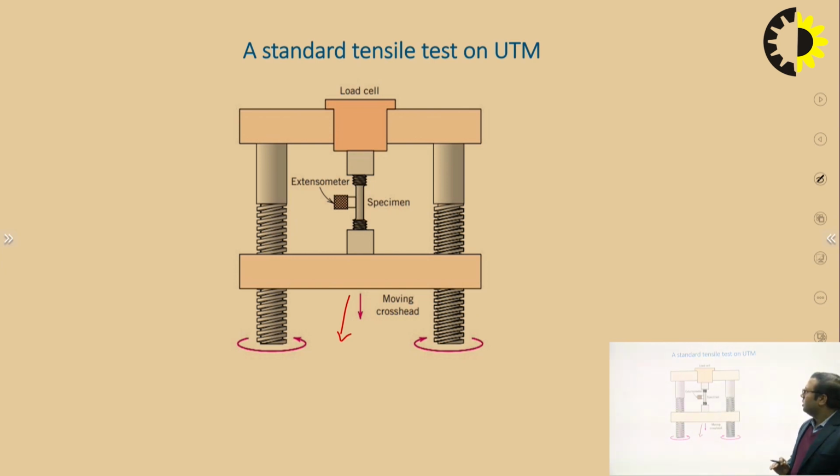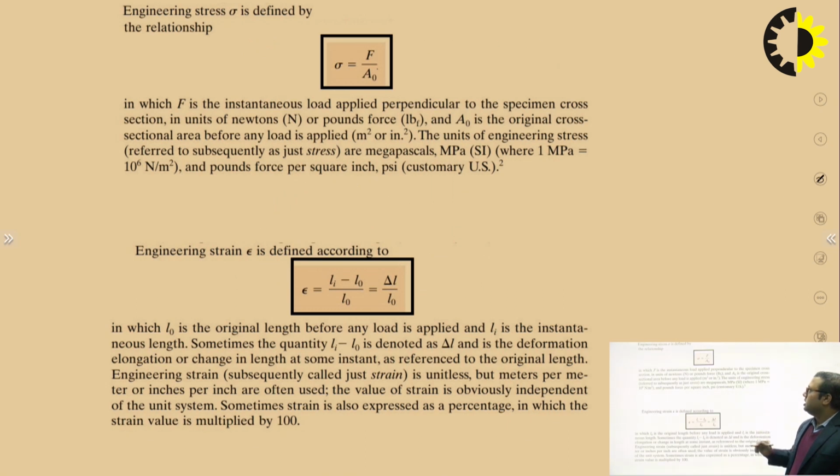So this is the relationship between stress and force, the internal resisting force: sigma is equal to F by A naught, and its unit is megapascal. And we know 1 megapascal is equal to 10 to the power 6 Newton per meter square. Here force unit is Newton and area unit is mm square or meter square. This is also measured in pounds per square inch, which is PSI. This is the customary unit in the USA.